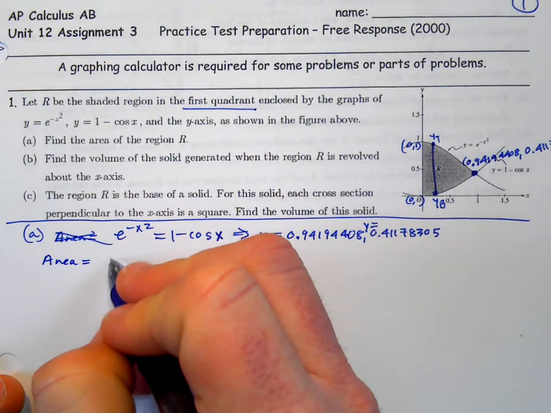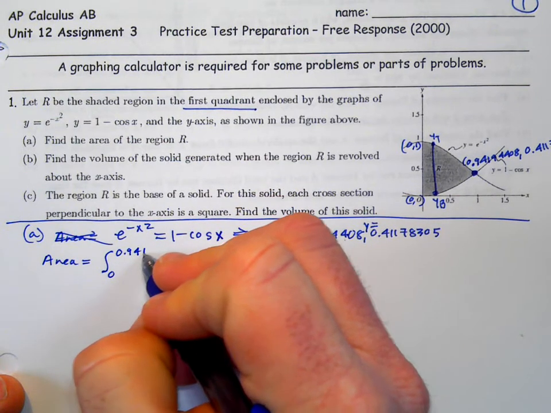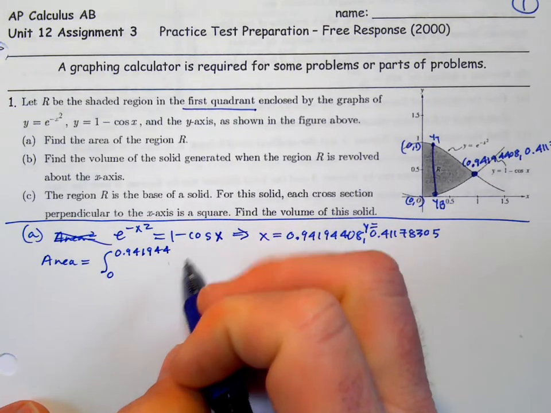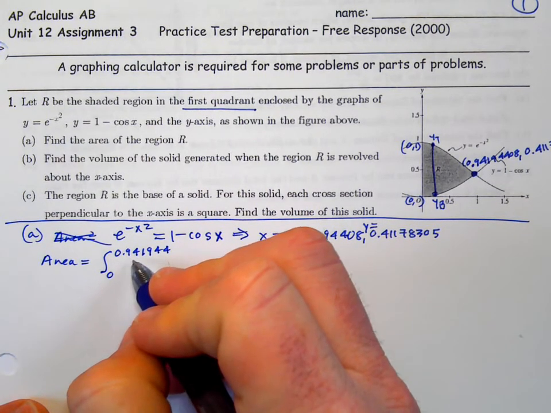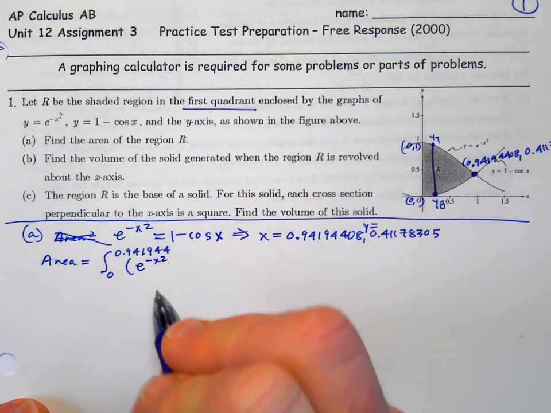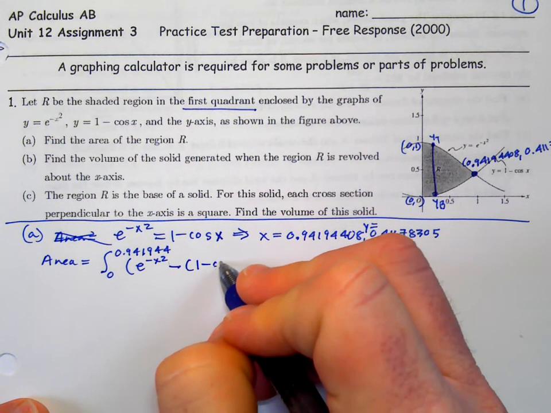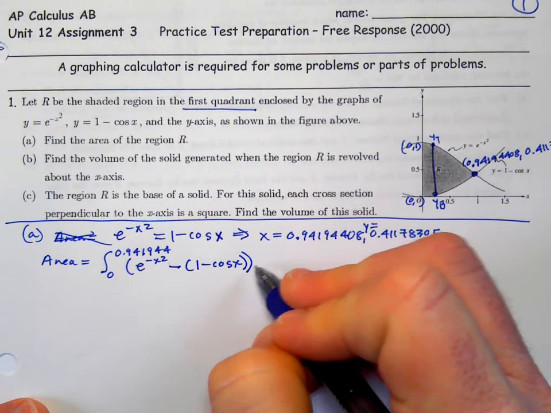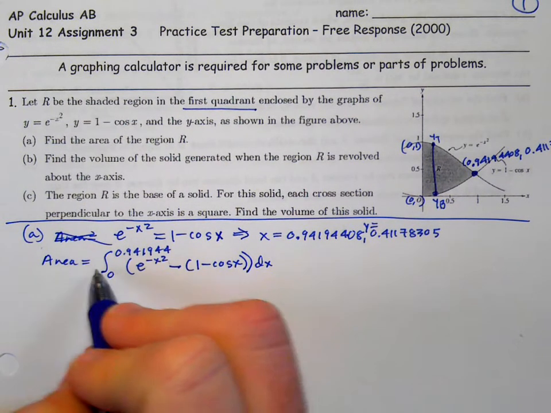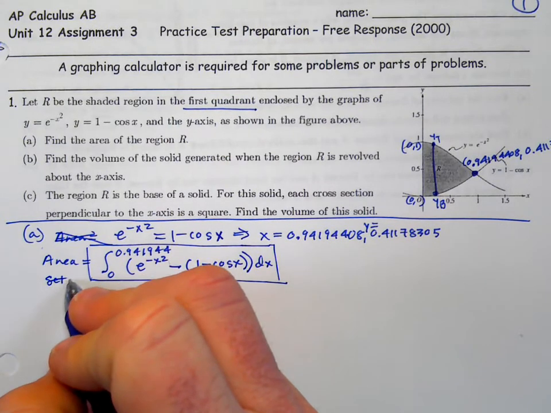So the area is the integral from 0 to 0.941944. 6 decimal points is definitely enough. And we're going to do the top curve, e to the negative x squared, right? Make sure it's the top one, minus the bottom curve. Now you've got to subtract the whole bottom curve, so you've got to put parentheses around it, or at least distribute if you're going to skip putting the parentheses. This is good enough for the setup, and you have to show this to get full credit.